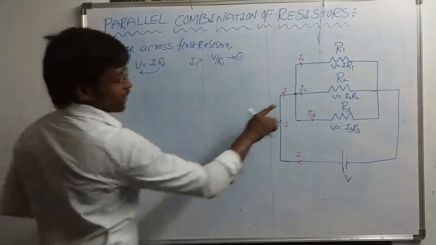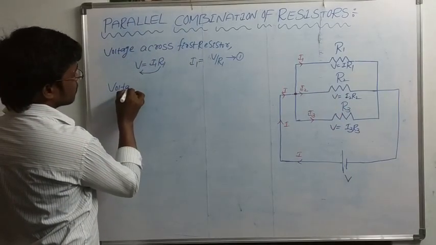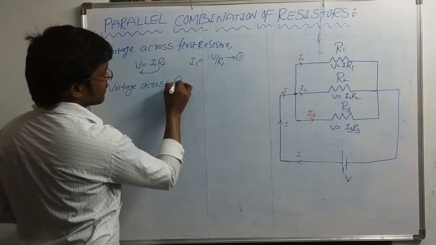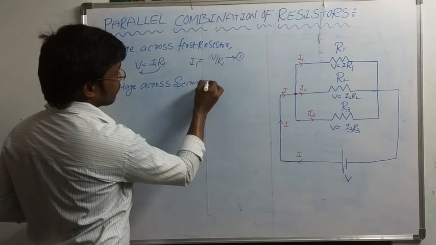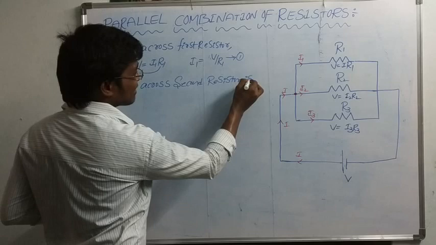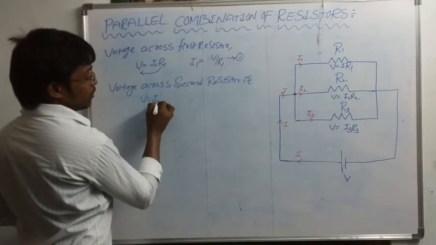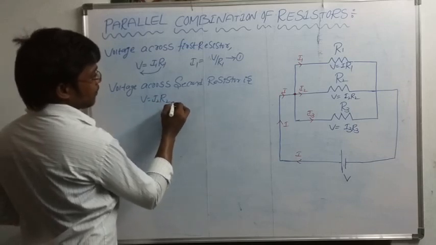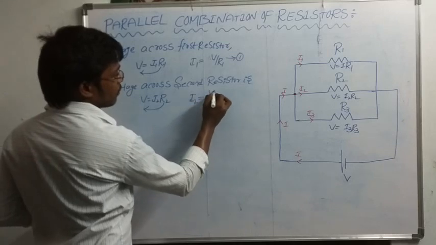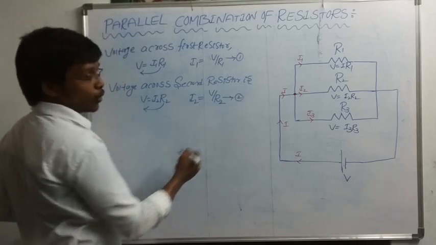Now, the second one, voltage across the second resistor is V is equal to I2 R2, same. I am sending this R2 to this side, so I2 is equal to V by R2. Give this equation number 2.